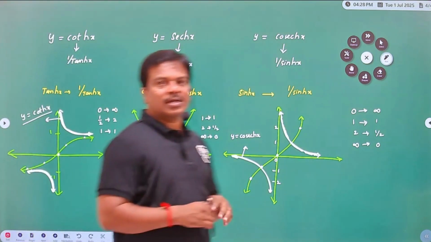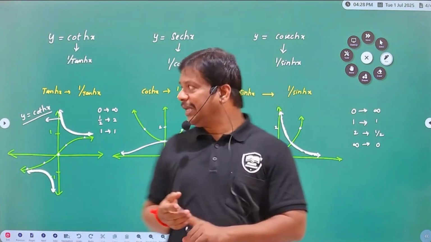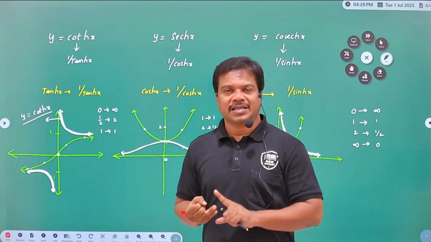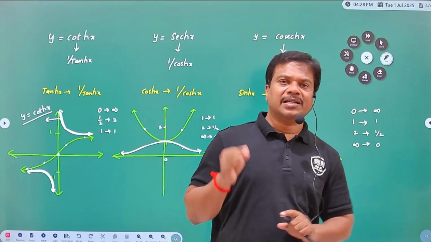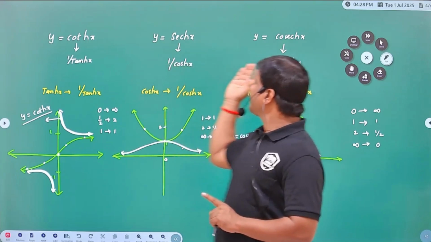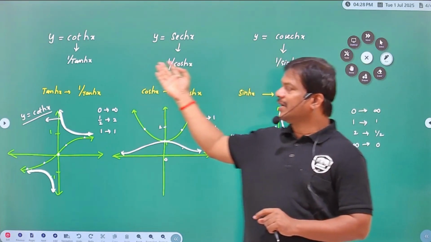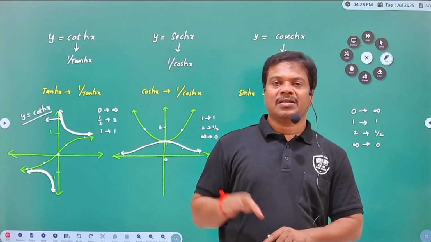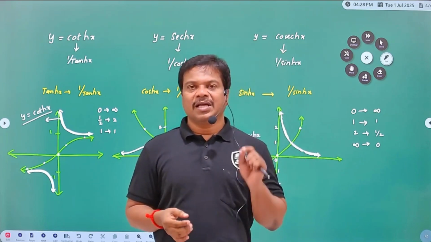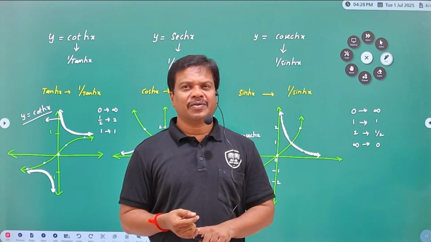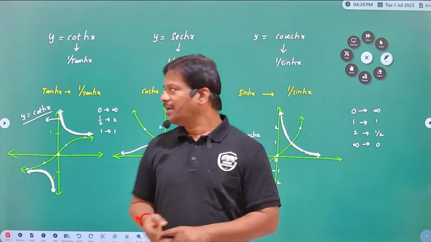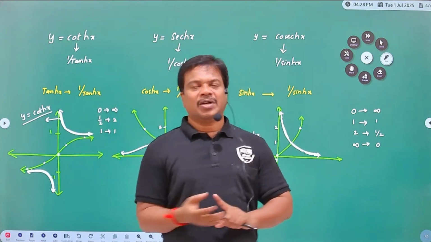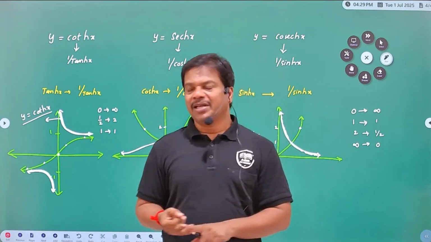This is about the graph of cot hx, secant hx and cosecant hx with the help of tan hx, cos hx and sin hx. First we have to draw the graph of sin hx, cos hx, tan hx, and just the outputs you have to mention in the graph. Their reciprocals give the graph of cot hx, secant hx, cosecant hx. I hope you understand everything.